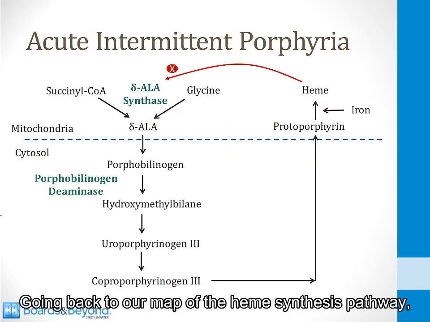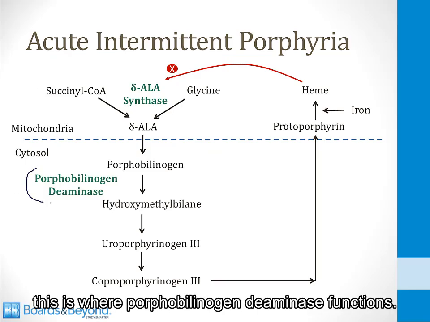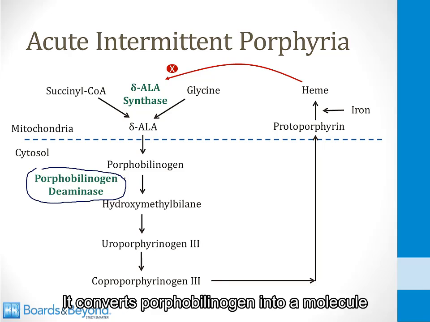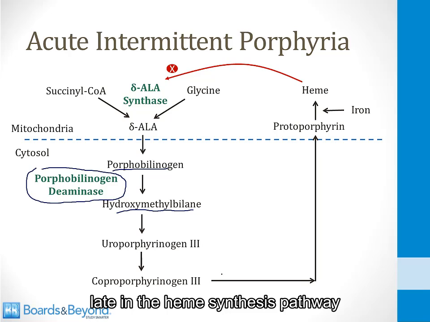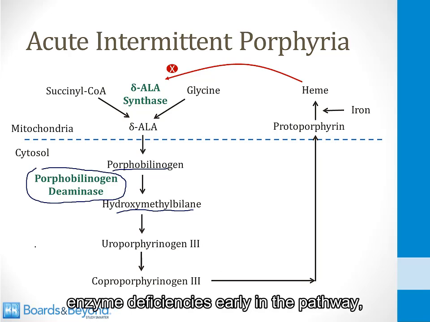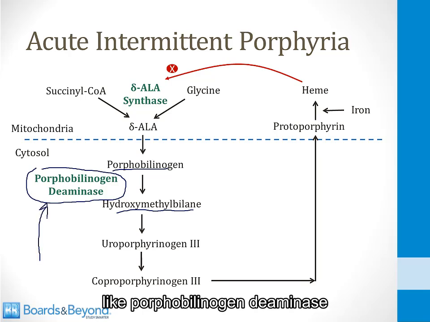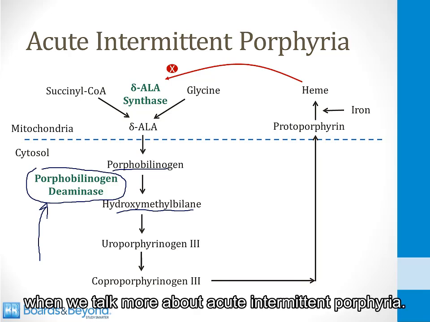Going back to our map of the heme synthesis pathway, this is where porphyrobilinogen deaminase functions. It converts porphyrobilinogen into a molecule called hydroxymethylbilane. And a general rule of thumb is that enzyme deficiencies late in the heme synthesis pathway tend to cause skin symptoms. Enzyme deficiencies early in the pathway, like porphyrobilinogen deaminase, tend to cause neurological symptoms, as we will see when we talk more about acute intermittent porphyria.